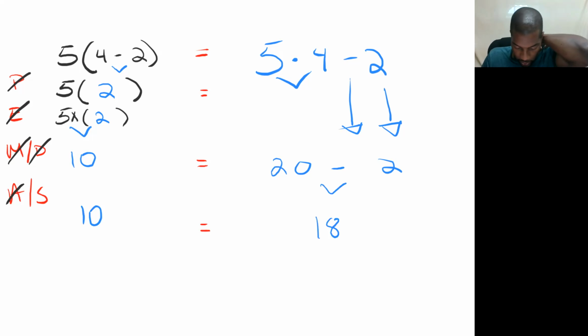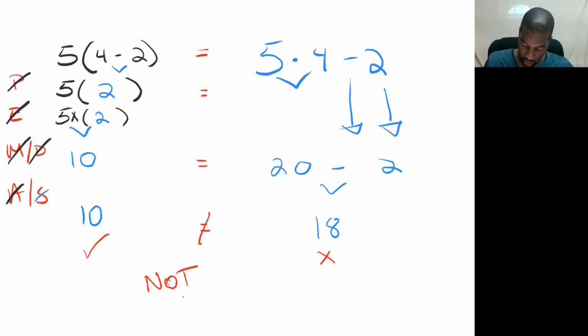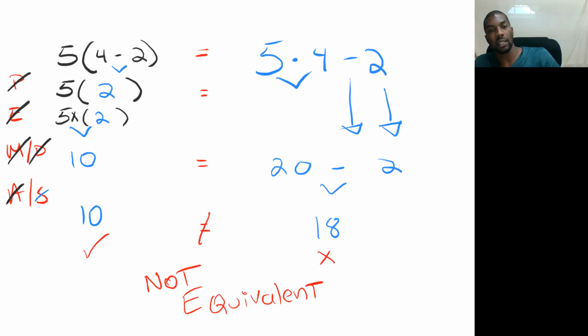Now I say to myself, okay, I have done my order of operations, I have solved everything, and I have simplified it. Does 10 equal 18? Well, you know for a fact that is not true. 10 does not equal 18. Therefore, these two expressions are not equivalent. When you go through the whole process, you find out that the first one equals 10 and the second one equals 18. And why? Because we did PEMDAS. We did the parentheses first, then the exponents, then the multiplication or division, then the addition or subtraction.